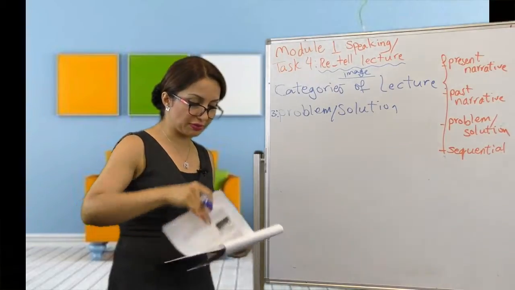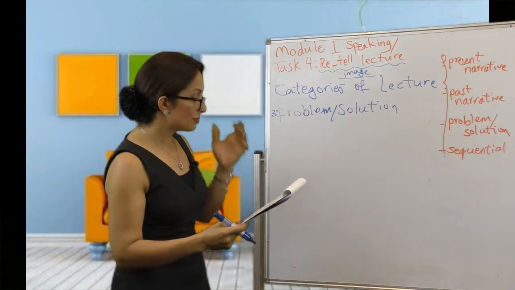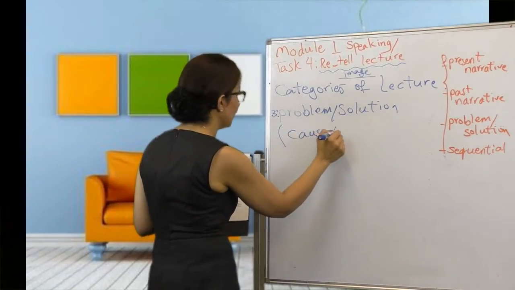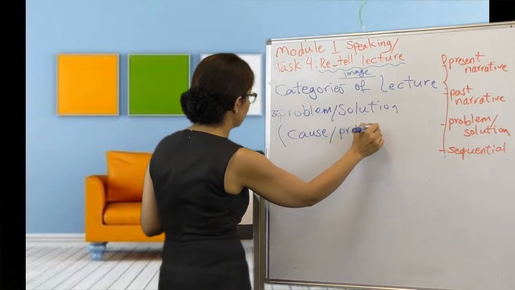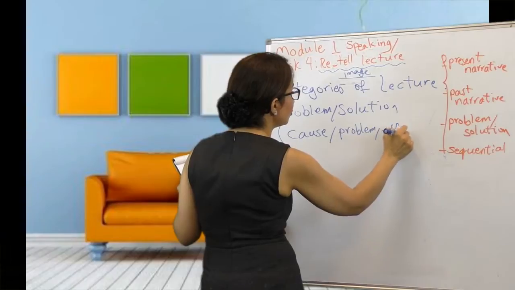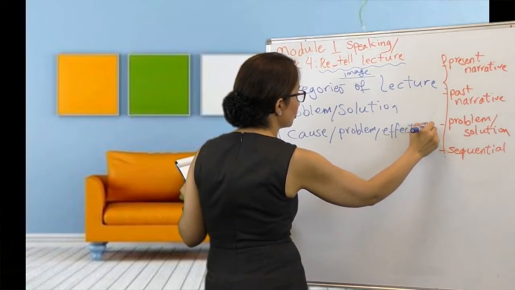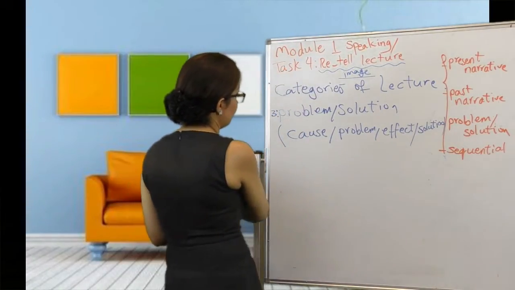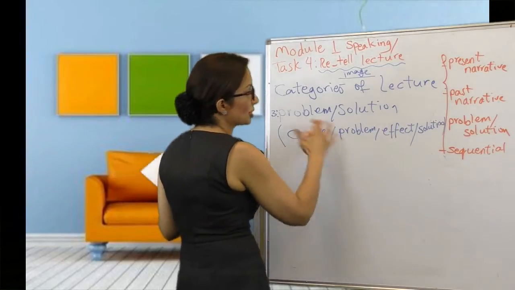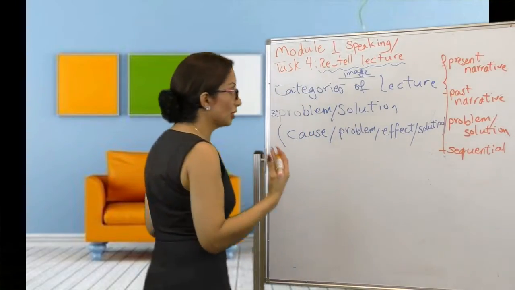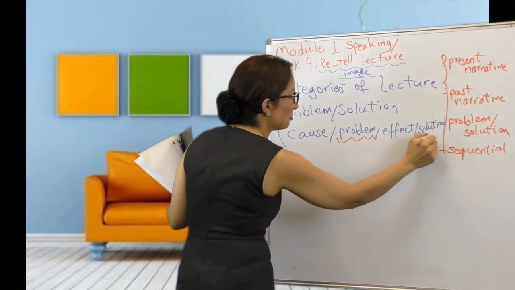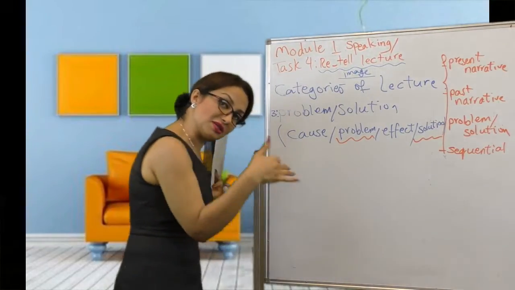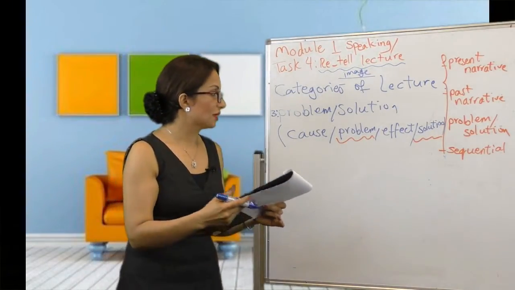So you need to be aware that in problem solution categories, you may have the cause of a particular problem, and then the problem itself, and then the effect or the consequences of that problem, and then the solution to that problem. So look, if this category includes all these 4 parts, it is a very complete problem solution category. Otherwise, it's mainly problem and solution. And just know that whenever a problem is stated, the solution will also be there.